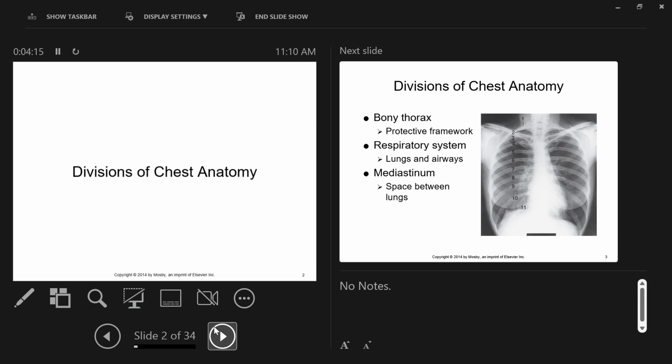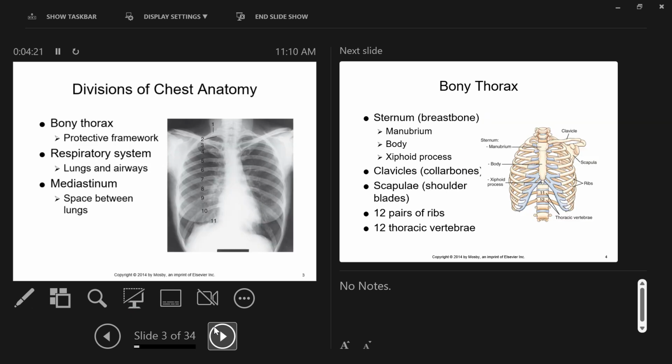So we're going to start with the basics of anatomy for the chest. The first thing to get is that we divide the chest up into different anatomic structures, okay? There's three broad divisions that you want to make for the chest. There's the bony stuff, called the bony thorax, thought of as a protective framework, although it serves other purposes, for example, muscular attachment to allow for breathing. Protective framework is a good start, though.